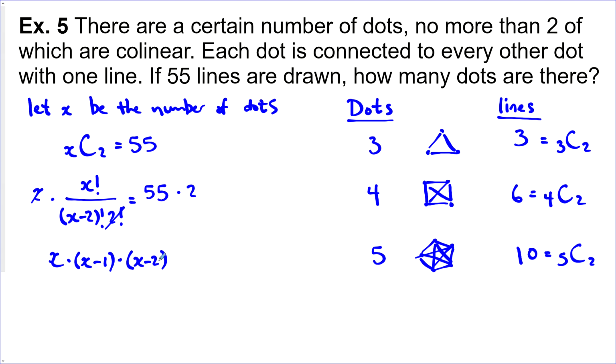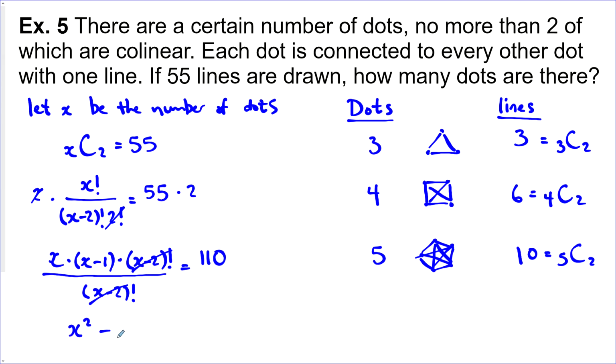But I want to stop here because this actually matches what our denominator is. So I'm not going to go all the way down to 1. I'm just going to write factorial here, and this one was already factorial. And now I can cancel the x minus 2 factorials. And 55 times 2 is 110. And now I'm just left with a quadratic.